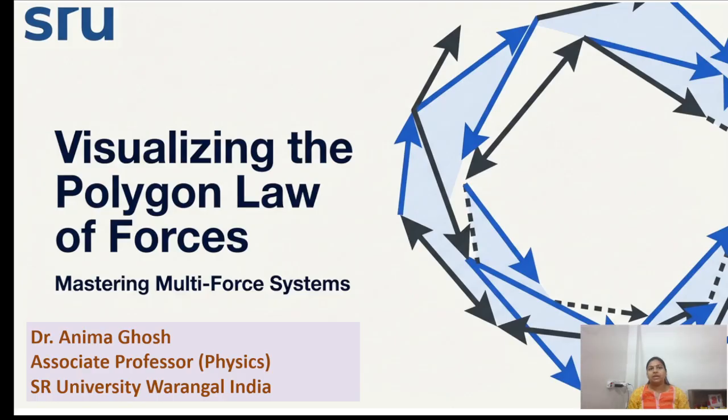The concept helps us determine whether a system of forces acting on a body is in equilibrium or not. Before going on, we'll recall that multiple forces act on a body and the combined effect is called the resultant force.